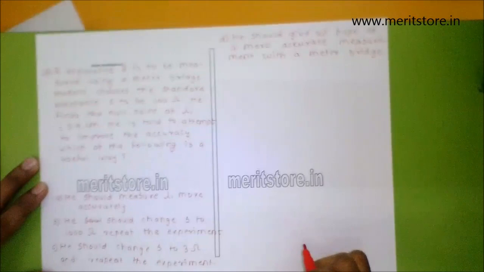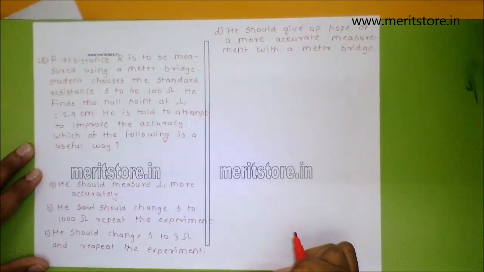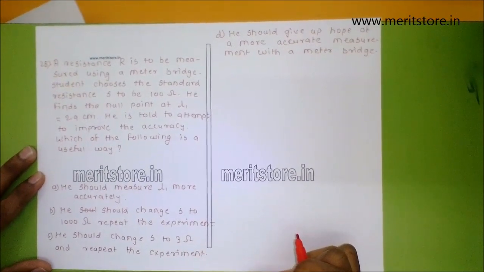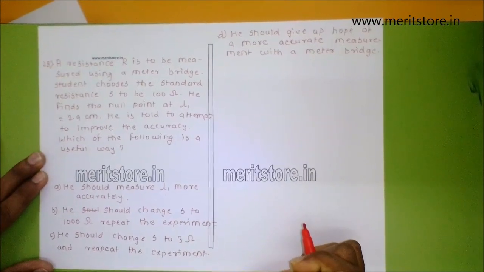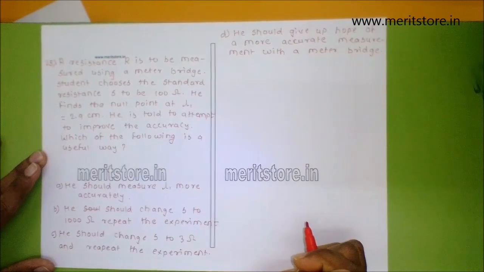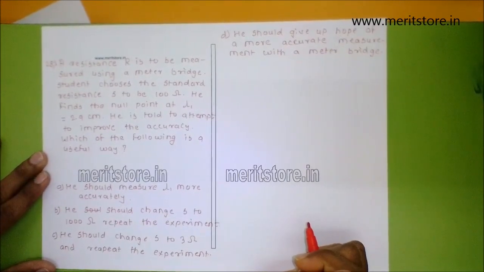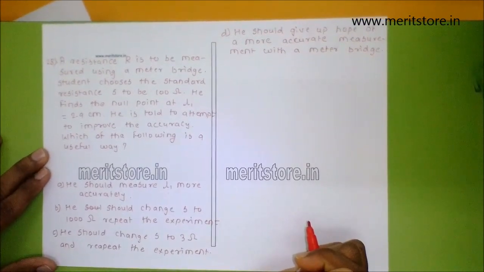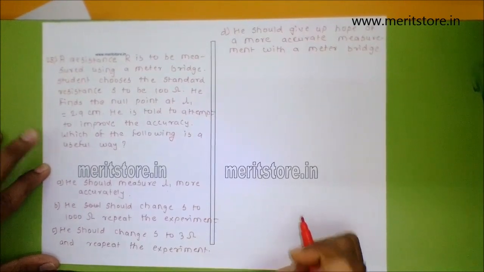A resistance R is to be measured using a meter bridge. A student chooses the standard resistance S to be 100 ohms. He finds the null point at L1, which is equal to 2.9 centimeters. He is told to attempt to improve the accuracy. Which of the following is a useful way?